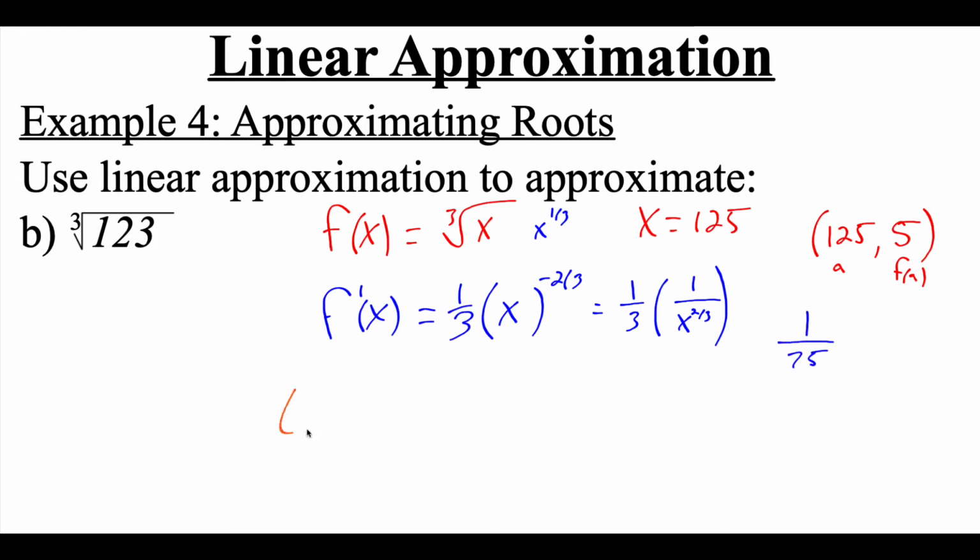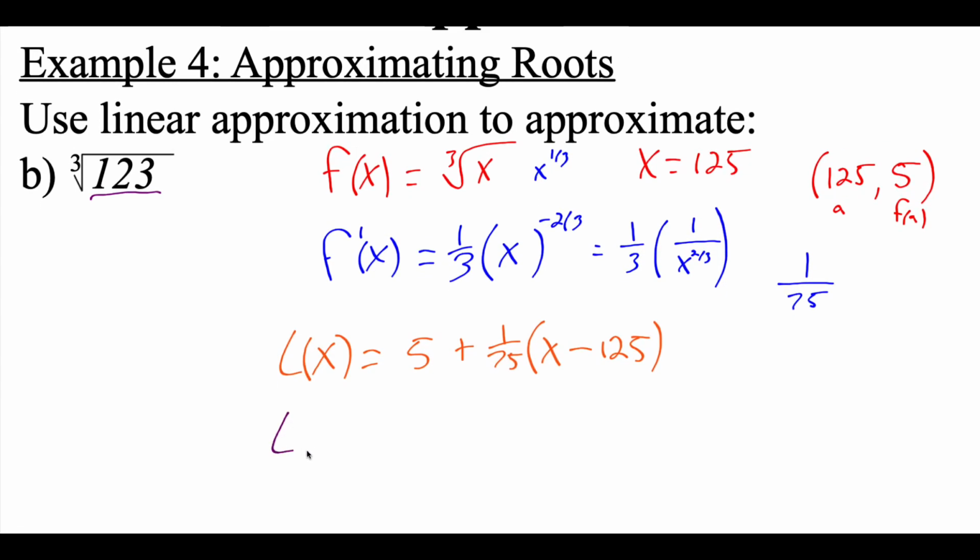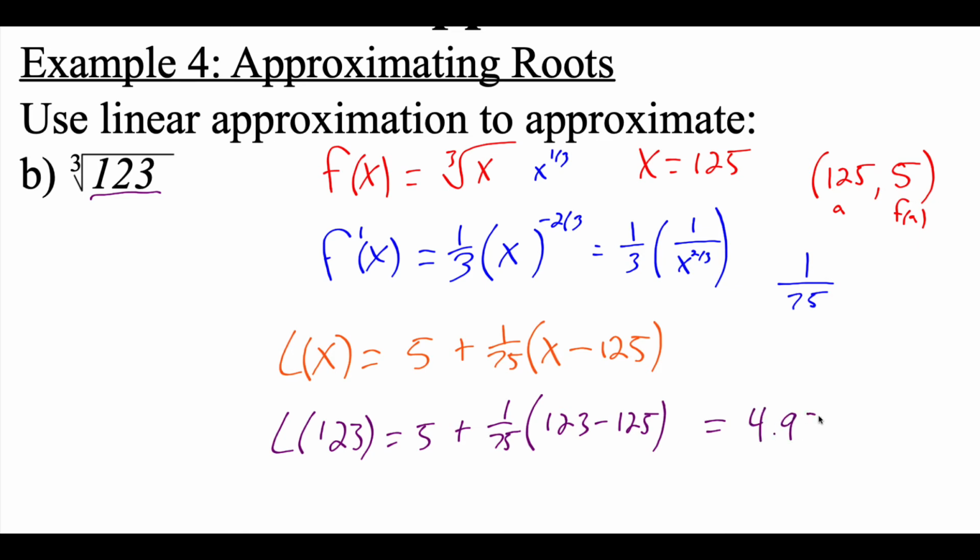So then our linearization function is 5 plus that 1 over 75 times x minus 125. Now going back to the start, we wanted to look at the cube root of 123, so we're going to do our linearization at 123. So 5 plus 1 over 75 times 123 minus 125. Typing all of that into our calculator, we'd get 4.973, and the 3 keeps repeating.